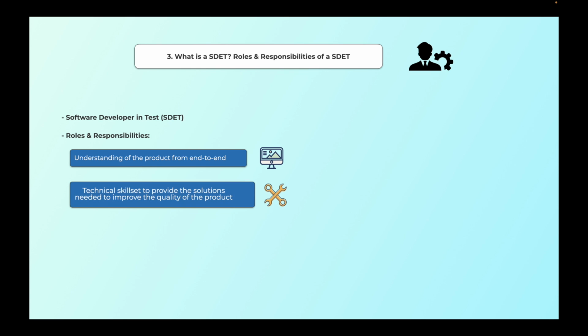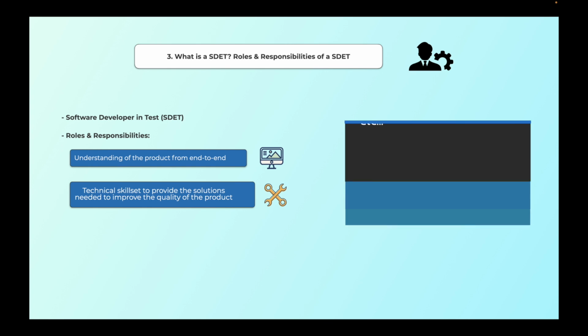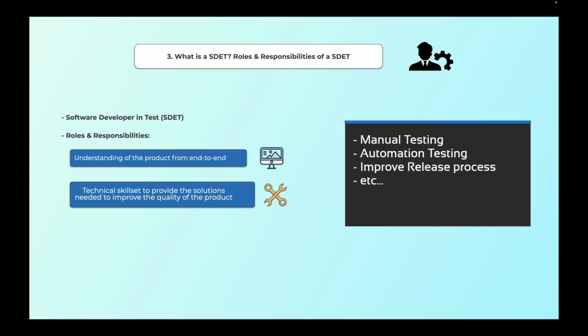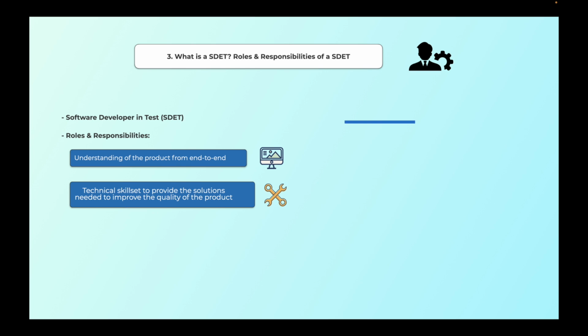Second, having the technical skill set to provide the solutions needed to improve the quality of the product. Now, what I need you to focus on here is that I'm not telling you what tools or frameworks to use or which automation to implement. All I'm saying is that you should have the technical skill set to gauge what solution is required to improve the quality of the product. Now this can be done in X number of ways, whether that's simply manually testing the product or implementing automation strategies or improving release processes, or it could be a mix of all.